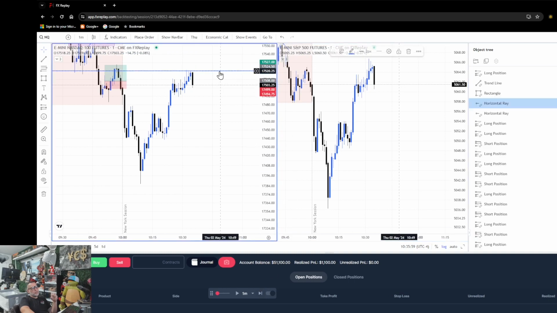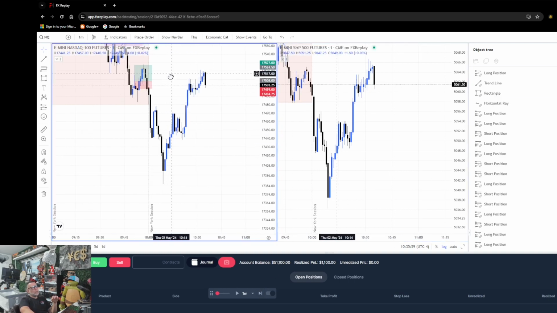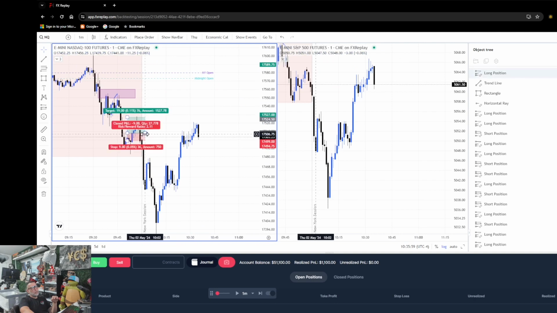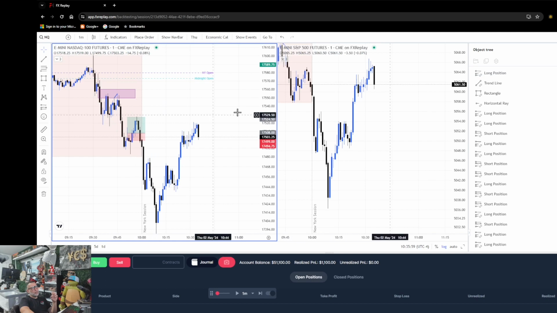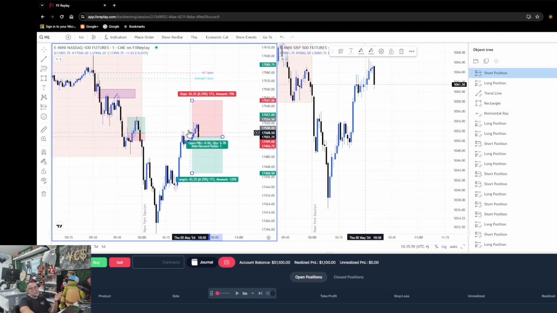All right, I'm going to give this a shot. So overall, we didn't take out this high, right? We took it out here. We have an extremely large engulfing candle. So there is SMT, and I'm going to take a short. I'm going to give it a stab at it.